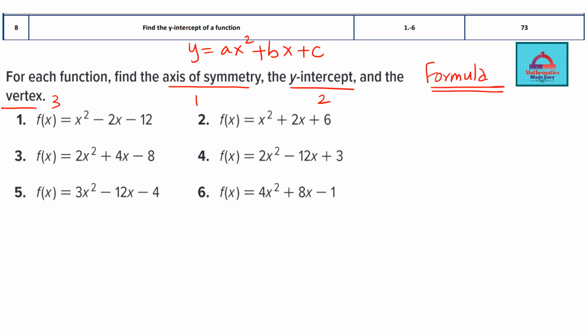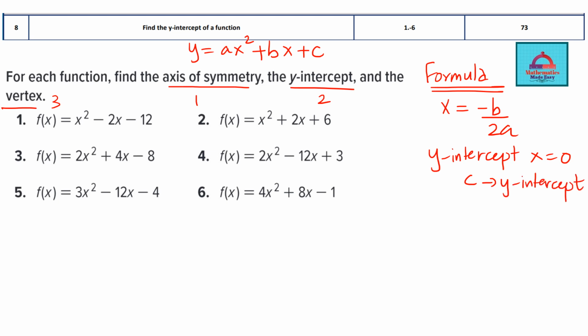First we come to the axis of symmetry. The axis of symmetry is given by x equal to minus b by 2a. The y-intercept is given by the point where x is 0. Remember, when we put x as 0, the first two terms vanish and you're only left with c. So here c is going to be the y-intercept.